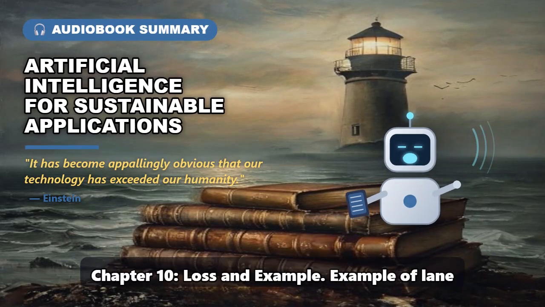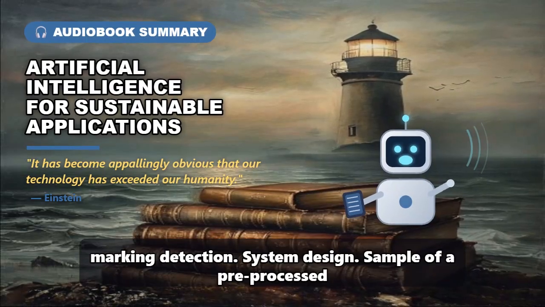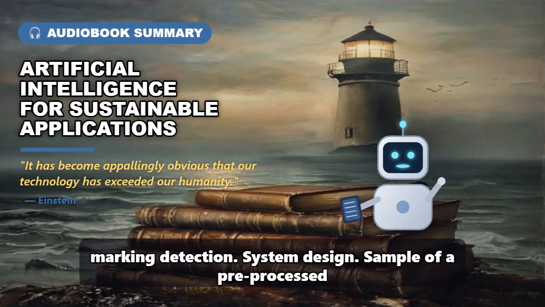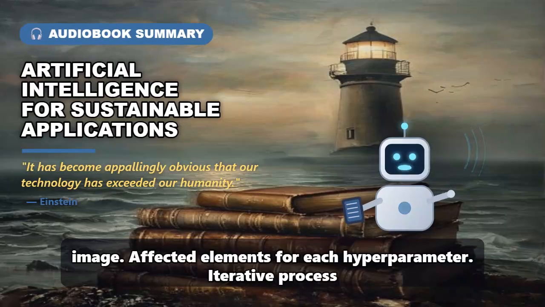Chapter 10: Loss and Examples. Example of lane marking detection. System design. Sample of a pre-processed image. Affected elements for each hyperparameter.